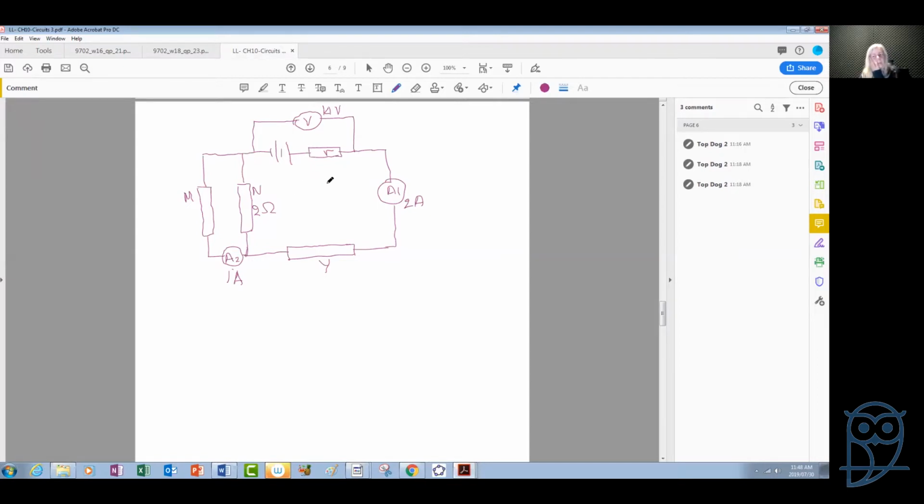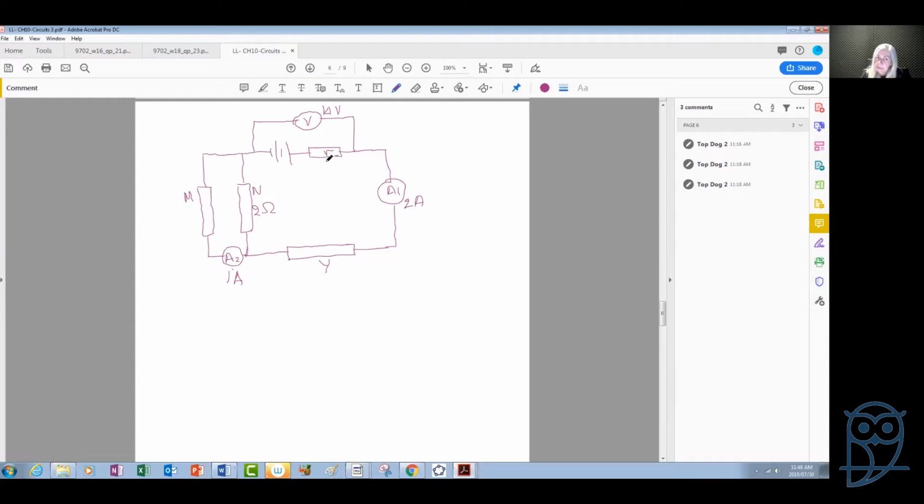Okay, let's do a problem that involves internal resistance. So look at this. We have this circuit here. It has a number of resistors. It has this parallel branch with two resistors, one called M, the other called N, and we're given the value of this N resistor, which is 2 ohms. There's another resistor there, Y, and these are connected now across a battery.